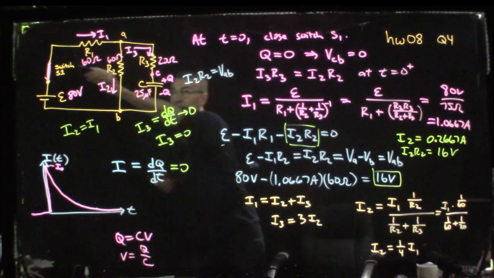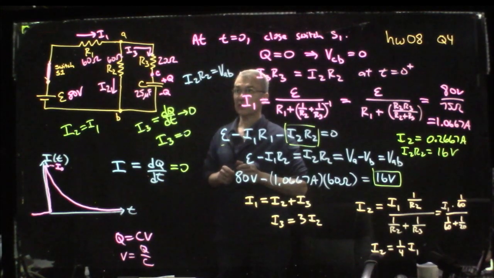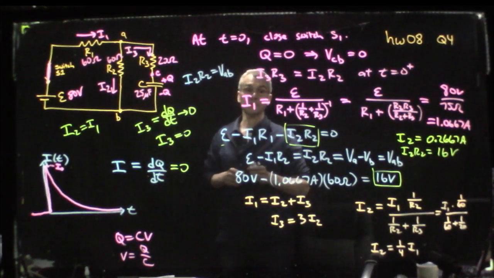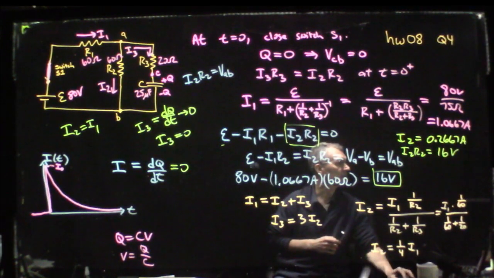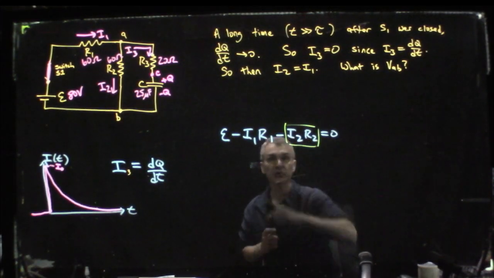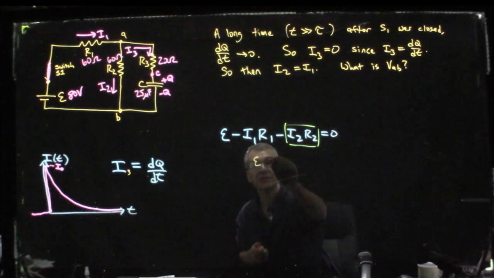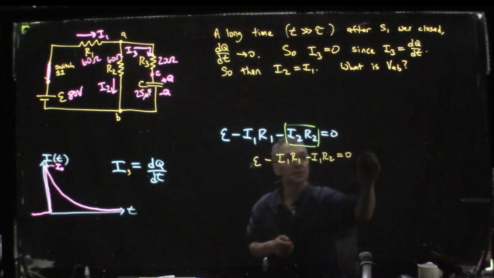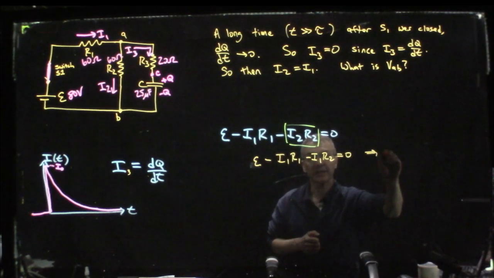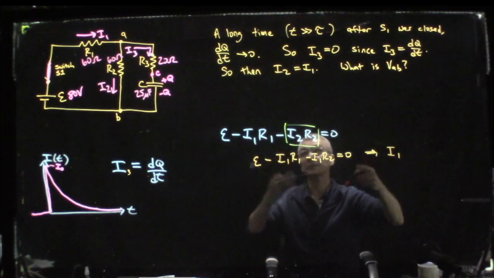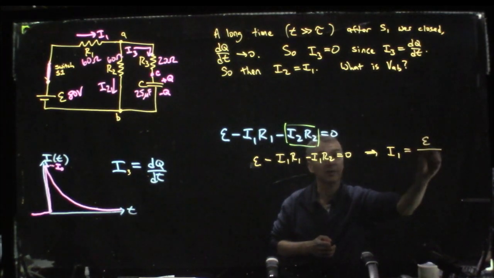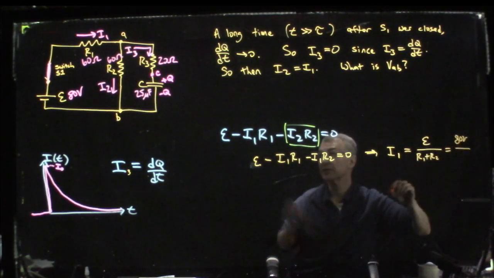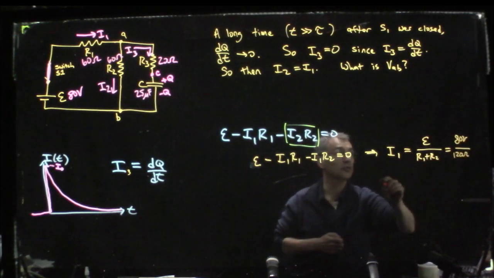And that makes this circuit then easy to analyze. So then we know that I1 is just going to be the battery EMF divided by the quantity R1 plus R2. So let's work that out. Okay, so this equation is still good, but I2 equals I1, so this equation becomes a lot easier. It's battery voltage minus I1 R1 minus I1 R2 equals 0. So we get the result that maybe you would have written down without doing any computation, which is that I1, after a long time since we closed switch S1, just equals the battery EMF divided by R1 plus R2, which is 80 volts divided by 60 plus 60, which is 120 ohms, which is 2/3 of an amp.